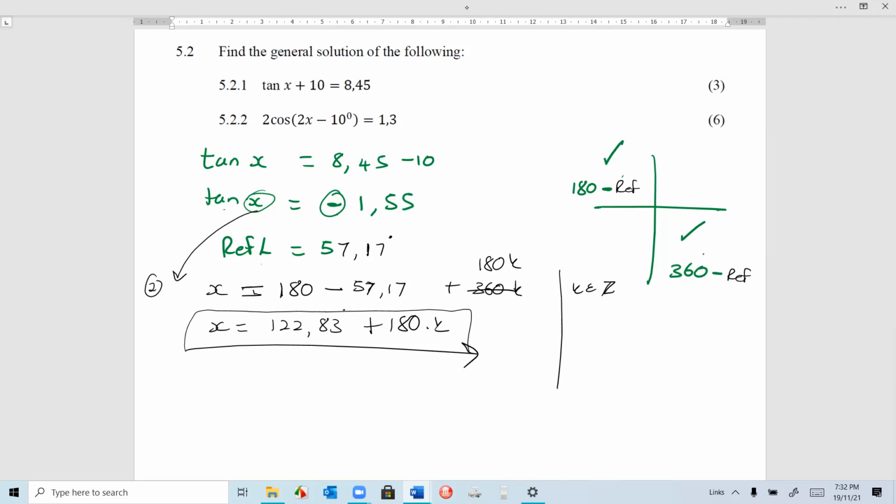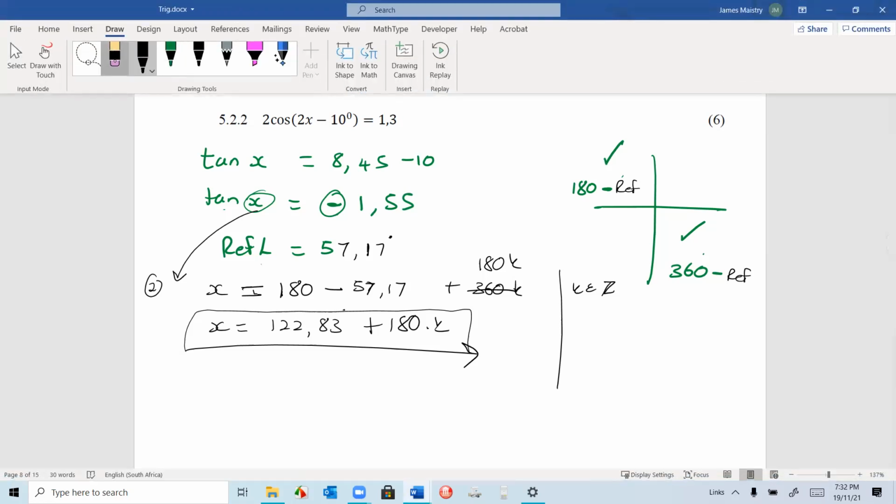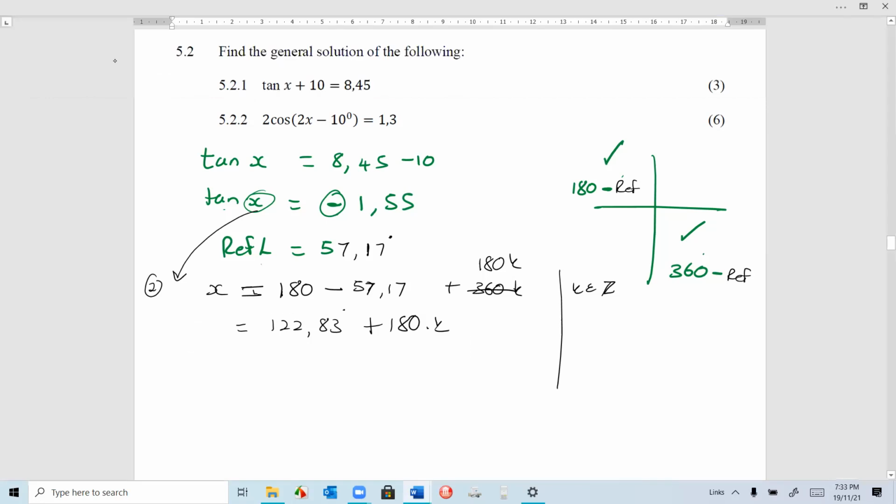Yes or no? Yes, sir. Okay. We're going to take one now where we're not going to use tan, and I'm going to show you the difference. So remember, for tan, you can get away with saying 180k because it repeats itself after every 180. That's your period. So let's look at the next question.